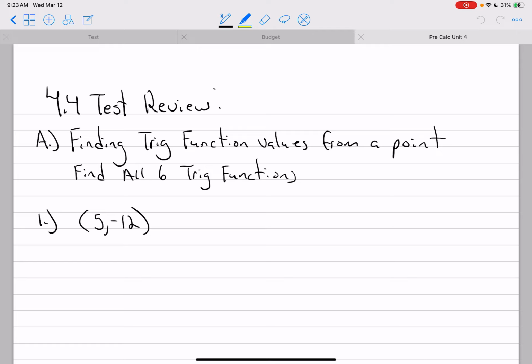You write down the problems, you do them, and then check to see if you did them right. If you can do all these, you're ready for the test. 4.4, test review. So A, find the trig function values from a point. That's the first thing you need to be able to do. So find me all 6 trig functions for the point 5, negative 12.